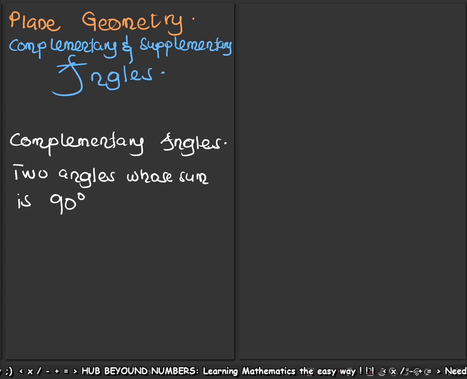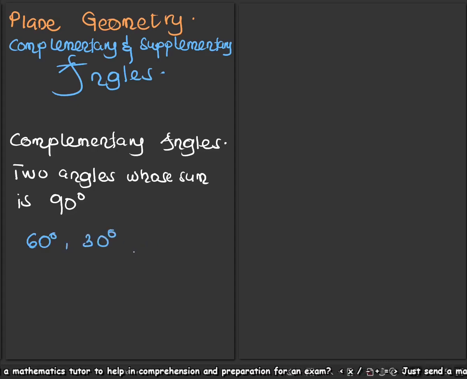Talking of complementary angles, we say two angles whose sum is 90 degrees are complementary angles, or we can say they are complements of one another. An example: if we take the angle 60 degrees and 30 degrees, what is their sum? Their sum is 90 degrees. So we can say that these two angles are complementary angles, or 30 is a complement of 60, or 60 is also a complement of 30.